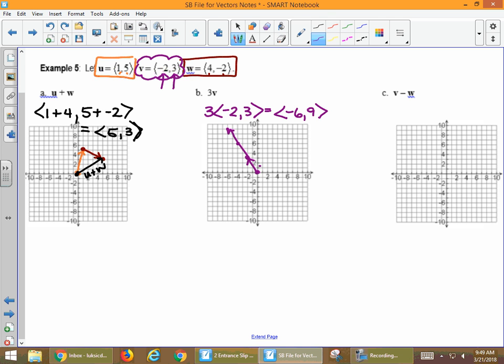Subtraction is a little more tricky if you want to do it graphically. What you have to do is the opposite of whatever the second vector is. Again, if you would like to just lean on the math and actually do the subtraction, do V minus W. So here's V, and here's W. So -2 minus 4, and 3 minus -2. If that works for you, that's brilliant, and I would stick with it. -6, 5.